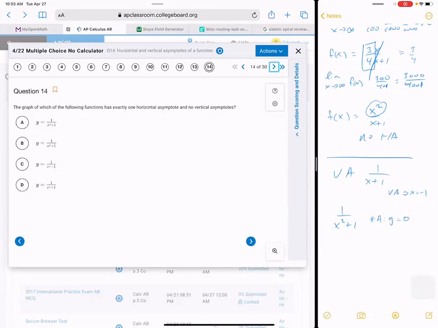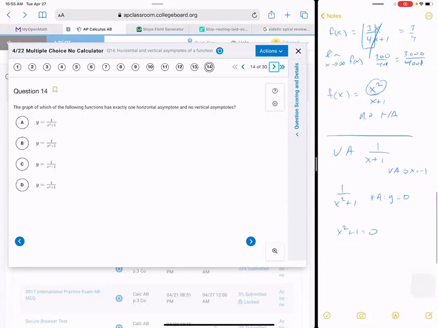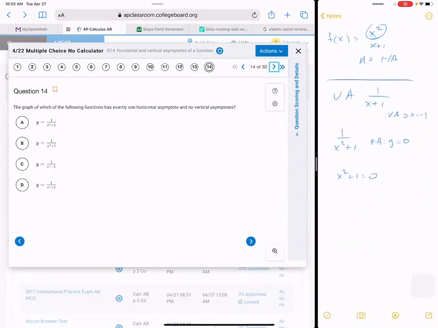Great. And then do we have any vertical asymptotes? Can you make x squared plus 1 ever equal to 0? Answer is no. So we do not have any vertical asymptotes for this problem. So it looks like that's just A already.